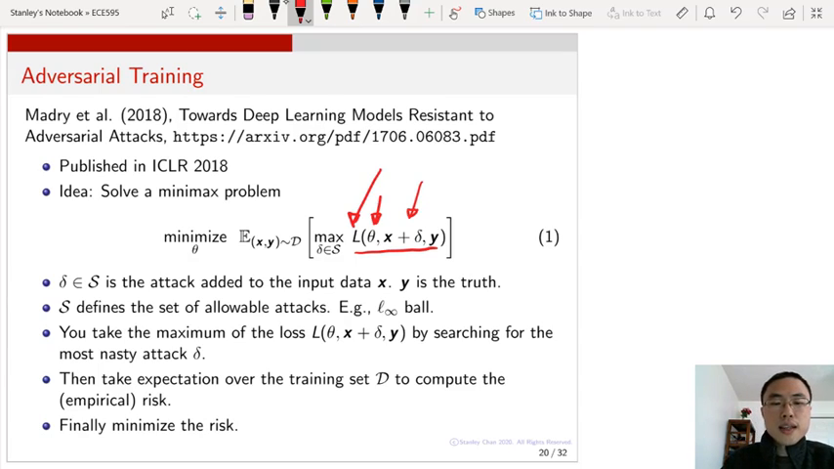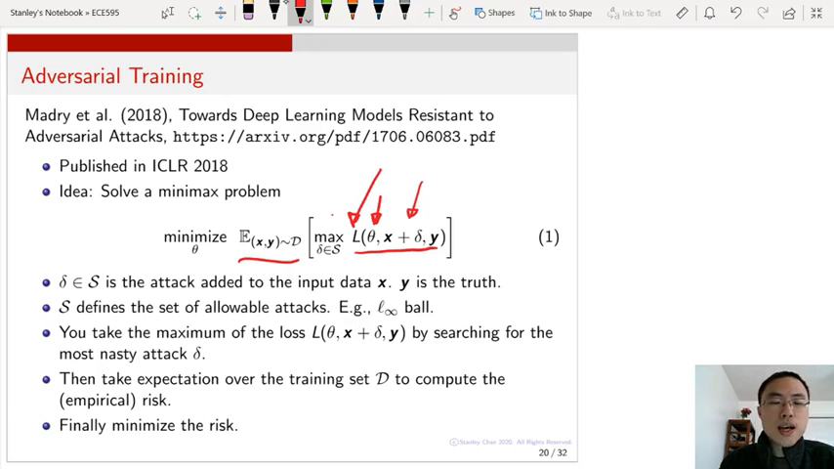And then outside this maximum operation, there is an expectation. The expectation is taken over all the possible training samples X and Y from the training set D. So I want to average over all the X and Ys, and that accounts for my training set. Finally, outside, I have a minimization over theta. So among all the average worst cases, I want to find a theta such that this overall thing can be minimized.